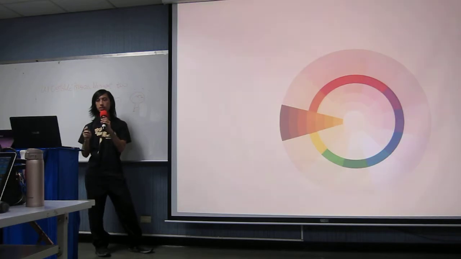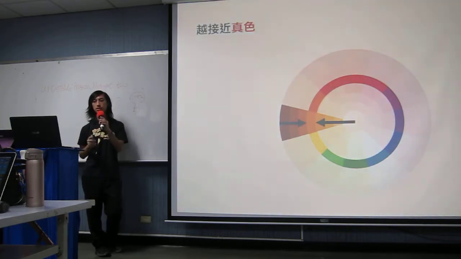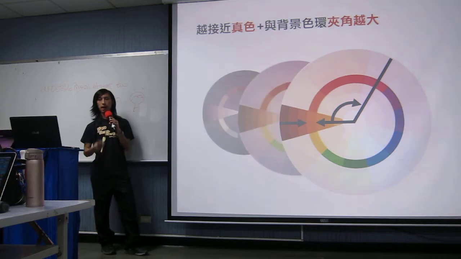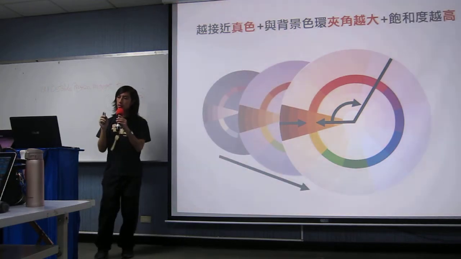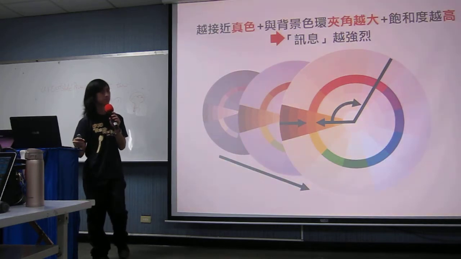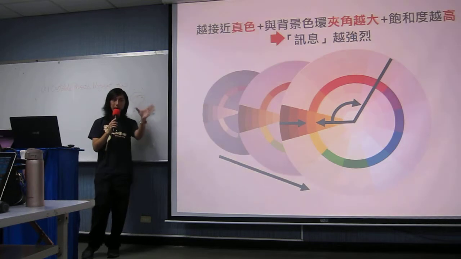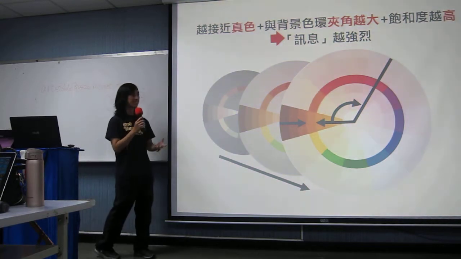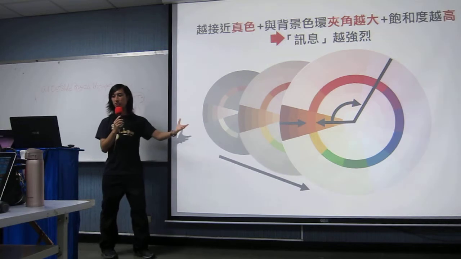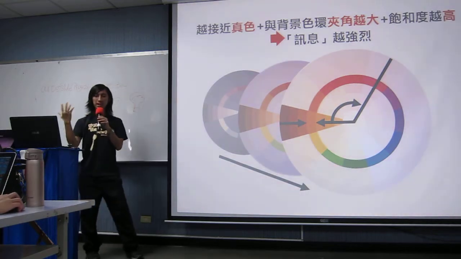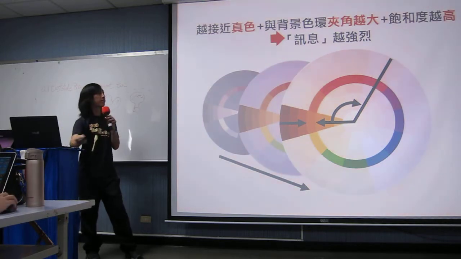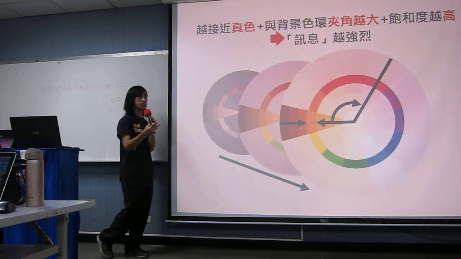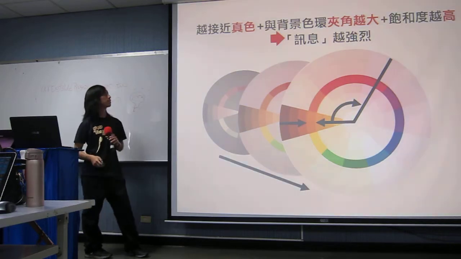If the color is first close to the true color, second, forms a large angle between the color and the background, third, highly saturated, that means the message you convey will be stronger. Please note that it is the message that becomes stronger, not the information. So in other words, if you use these three rules improperly, you may amplify the noise. So we should maximize the information instead of noise, right? These three rules are how we use the concepts of hue, brightness, and saturation to enhance your information. Okay?